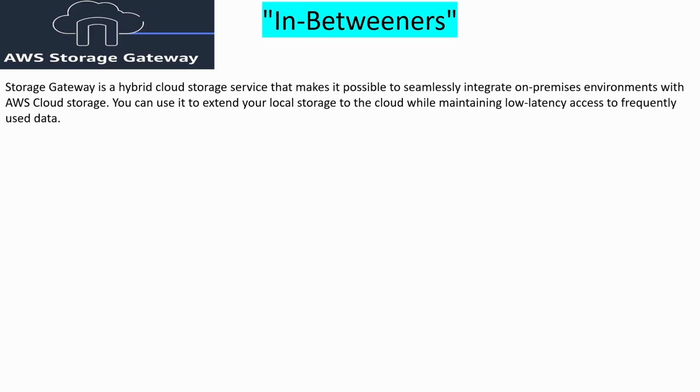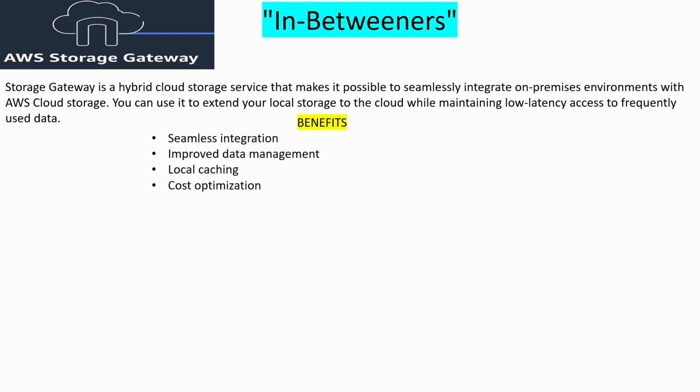You can use it to extend your local storage to the cloud while maintaining low latency access to frequently used data. You can use Storage Gateway to streamline storage management and reduce costs for practical hybrid cloud storage use cases. These include moving backups to the cloud, using on-premises file shares backed by cloud storage, and provisioning low latency access to data in AWS for on-premises applications. Benefits include seamless integration, improved data management, local caching, and cost optimization.